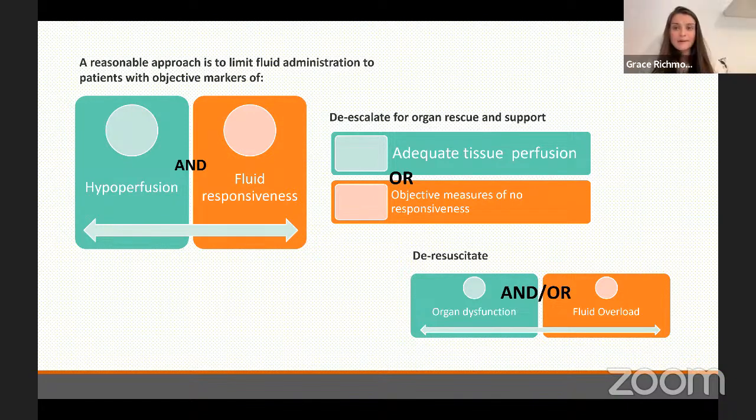Perfect. The second question is from Dr. Al-Wali. What is the role of empirical antibiotics in sepsis?